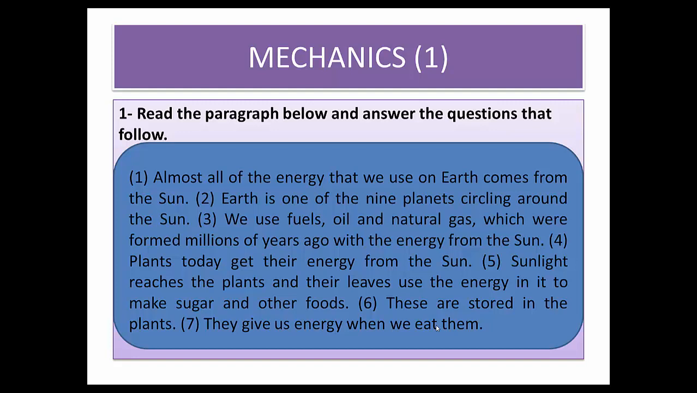Plants today get their energy from the sun. Yes, sunlight. It's light from the sun. Reaches the plants, and their leaves use the energy. Sunlight reaches the plants, yes, it goes to the plants because plants get the sunlight and their leaves use the energy in it. The leaves of the plants use the energy in it. Yes, the energy in the sunlight. Yes, the sunlight has energy to make sugar.